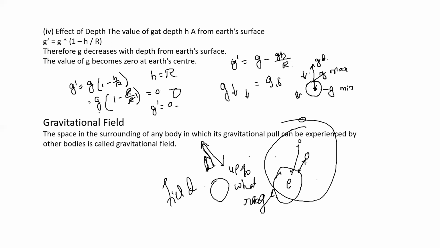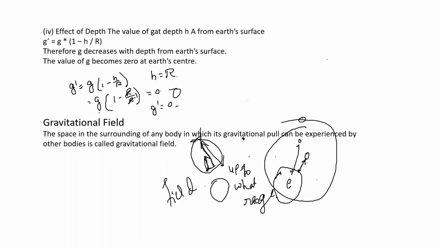Then if I increase it in such a way that it will escape out of the gravitational force, where the gravitational force is not acting, so up to a certain region this force is acting. That is called the gravitational field. Is it clear? So this is regarding the gravitational field and the factors affecting the acceleration due to gravity.